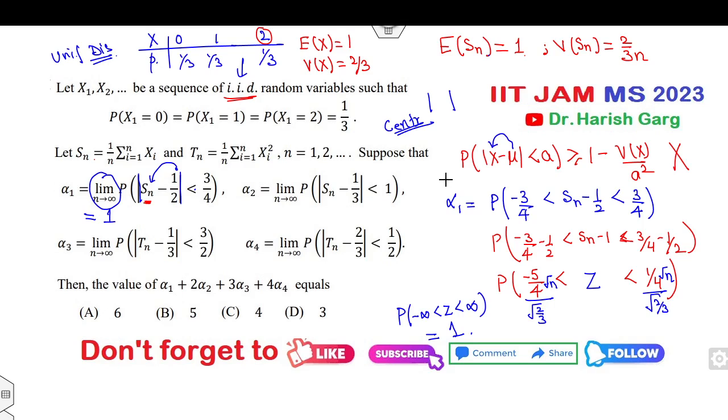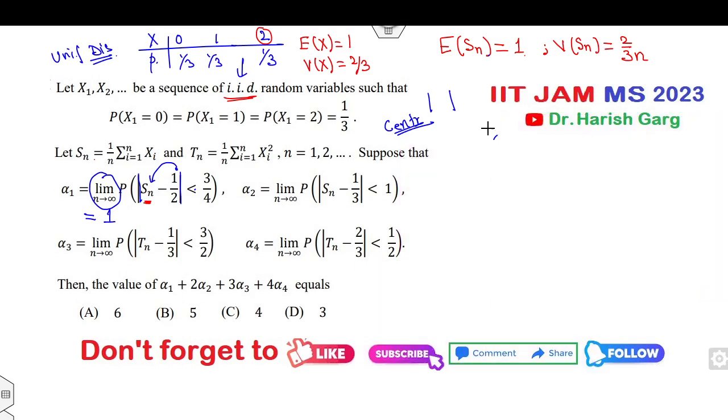Fine. Similarly, we can look at the second case. Again, we can't apply the central limit theorem because 1 over 3 is not the mean of the Sn. Again, I can open this bracket.